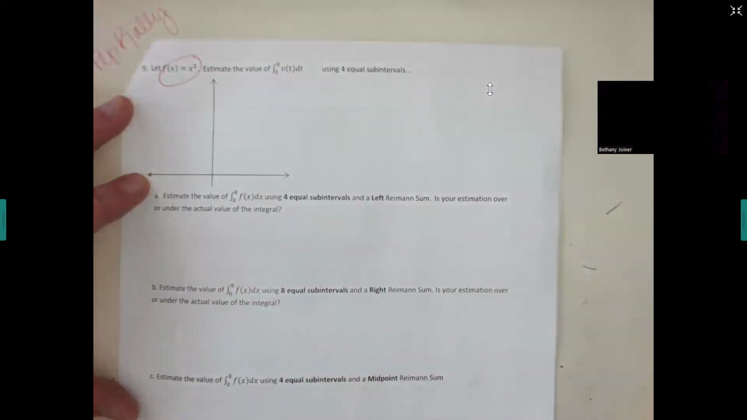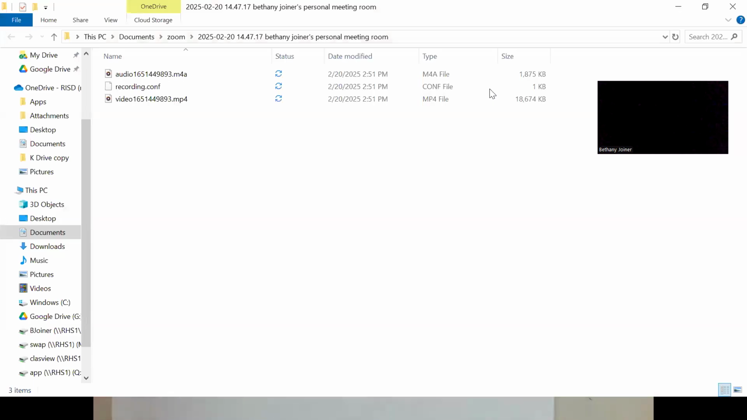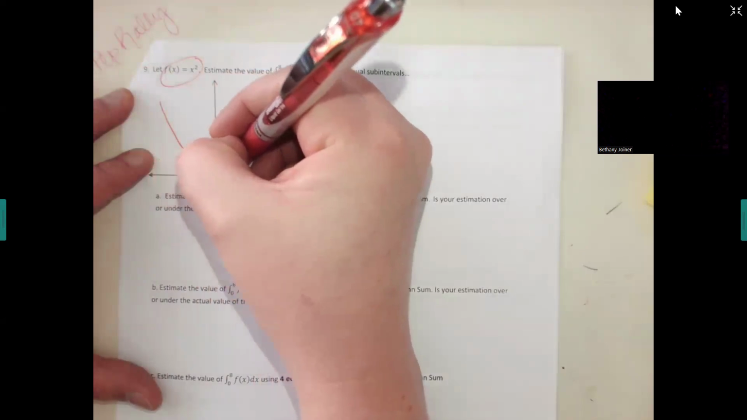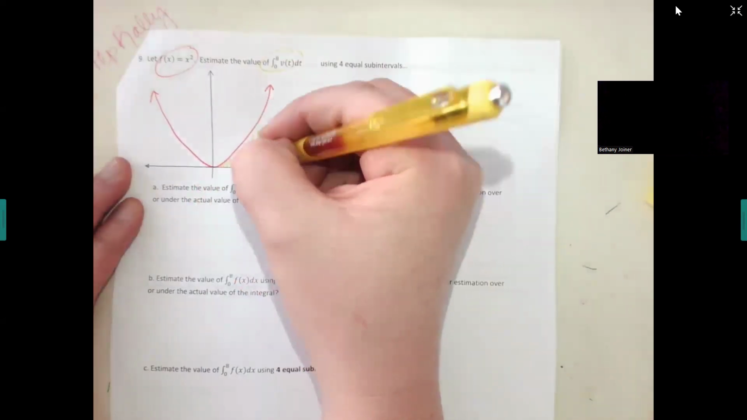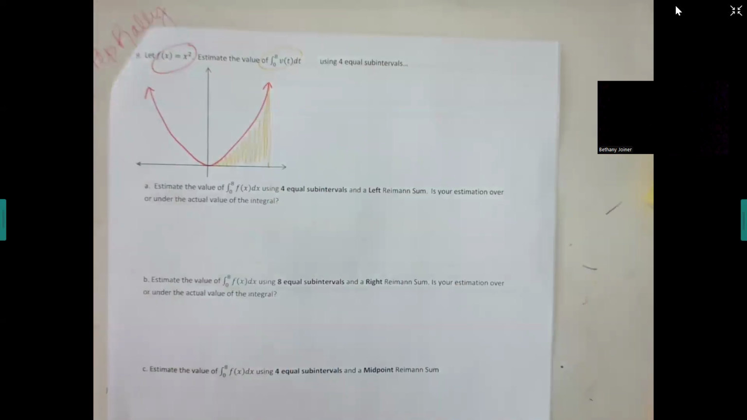Do you know the shape of that graph? Absolutely. It's the U, right? It is the U. Very good. Thank you. Such an expert. You are the expert. Okay, y equals x squared looks like that. And then we want to find the integral from 0 to 8. Okay, which would be, let's say, here's 0, here's 8.